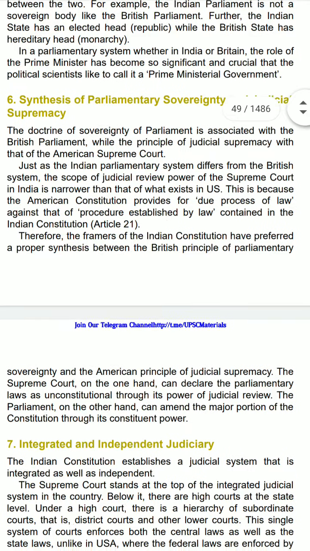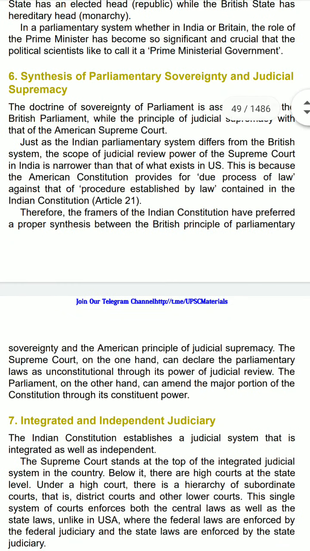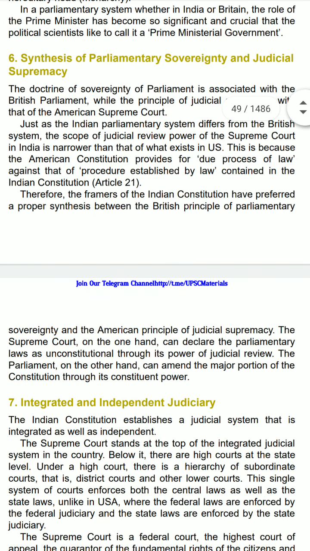Therefore, the framers of the Indian Constitution have preferred a proper synthesis between the British principle of parliamentary sovereignty and the American principle of judicial supremacy. The Supreme Court, on the one hand, can declare parliamentary laws as unconstitutional through its power of judicial review. The Parliament, on the other hand, can amend the major portion of the Constitution through its constituent power.